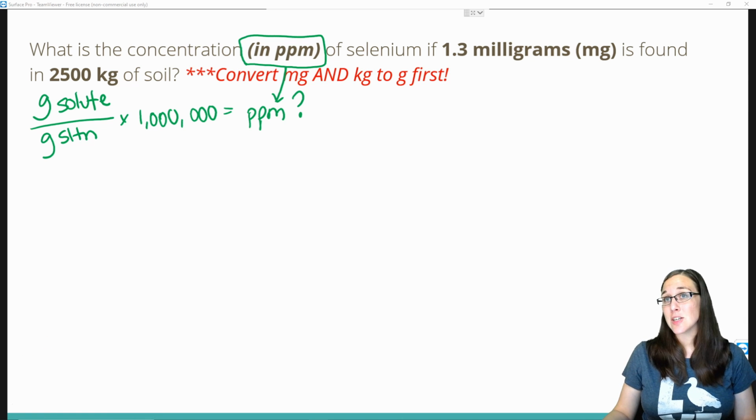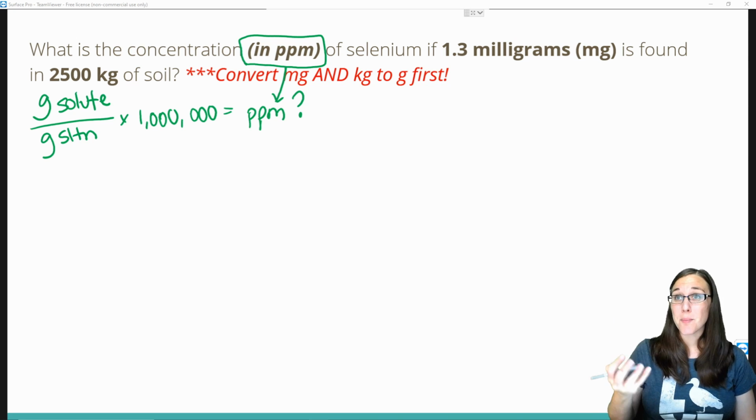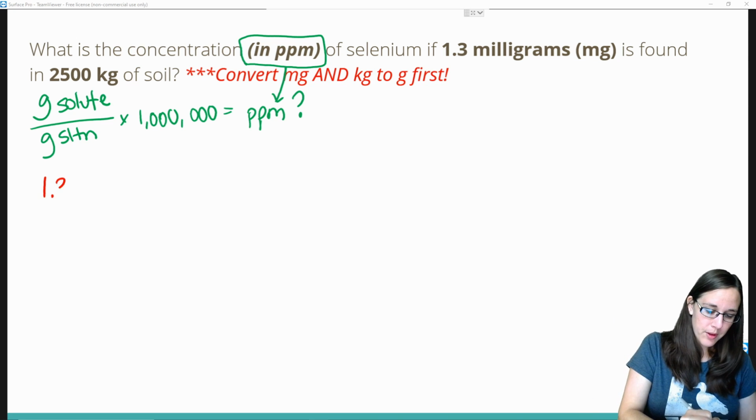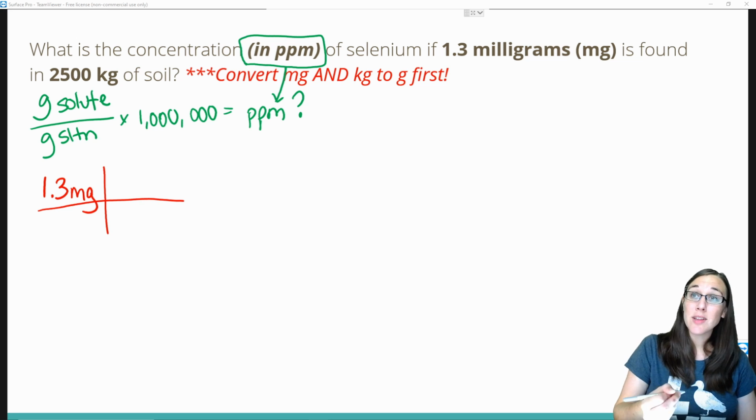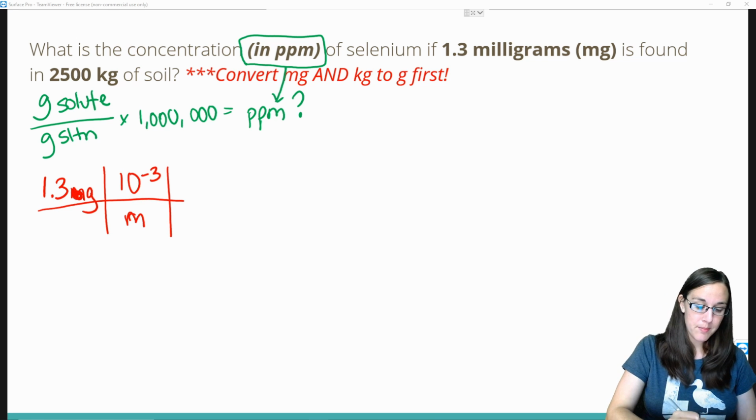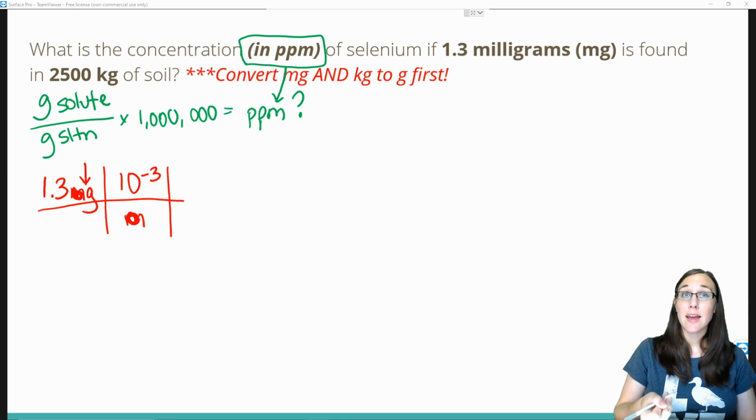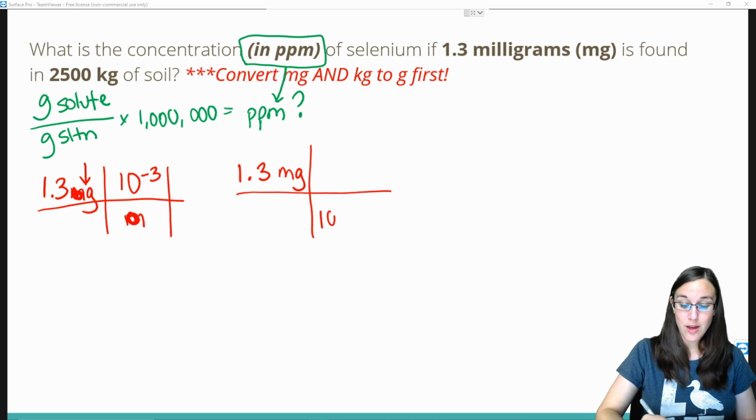Again, recall that milli is a unit of 10 to the negative 3. There are 1,000 milligrams in 1 gram. So we can use either ratio to convert our milligrams to grams. Let's set this up. So 1.3 milligrams is equivalent to m and 10 to the negative 3. That's the ratio to get rid of this m and be left with grams. Or, again, if you're uncomfortable with that, you can set it up as 1.3 milligrams. And we know that there are 1,000 milligrams.